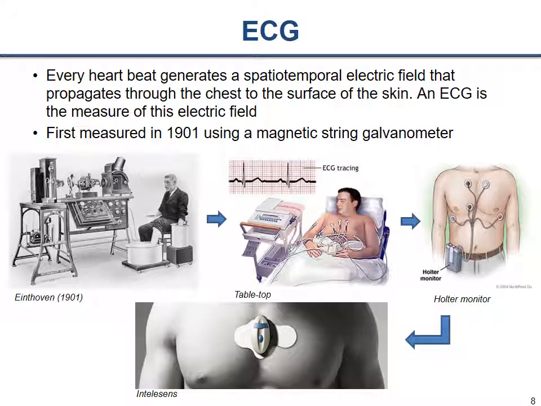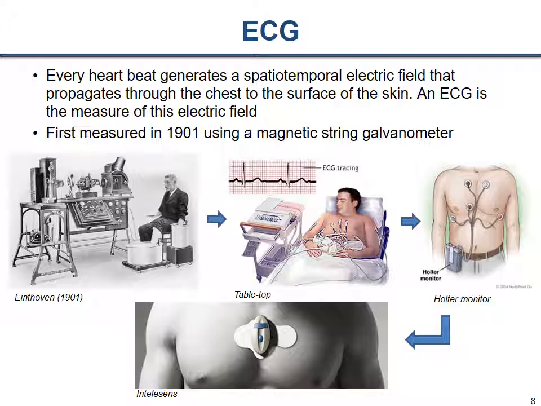As I mentioned, the focus of today's lecture is ECG, or electrocardiogram. This results because every time the heart beats, it generates a spatiotemporal electric field that propagates through the conductive medium of the chest to the surface of the skin. The ECG is basically placing electrodes on the chest or at various points in the body in order to measure this time-varying electric field. Now, ECG is a very old technique.